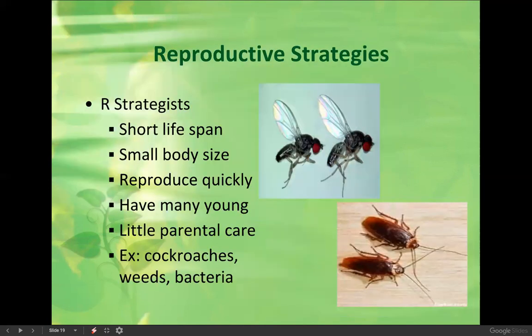Some different types of strategies for reproduction. We have the R strategists. These are individuals that will have a very short lifespan, very small, reproduce really quickly, have a ton of young. There's not much parental care at all. You can basically lay eggs and leave them alone. So cockroaches, weeds, bacteria, things like this just grow at an alarming rate, but they don't live very long.